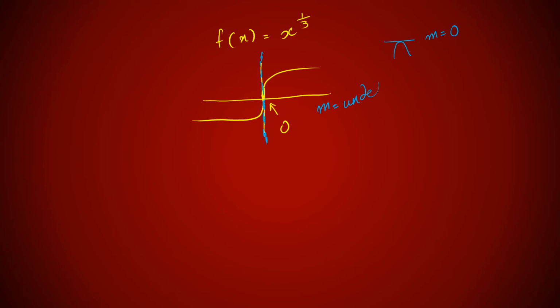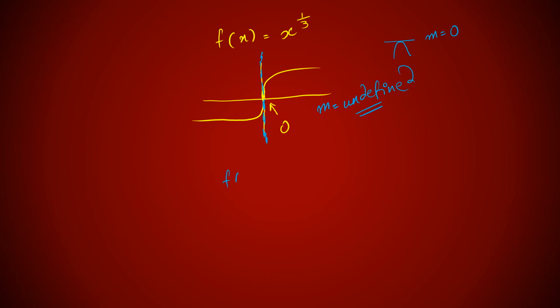So in such cases, when we have an undefined slope at any point, then we can say that the function is not differentiable. Although the function is continuous everywhere, it is not differentiable at x equals 0 because of this vertical tangent line whose slope is undefined.